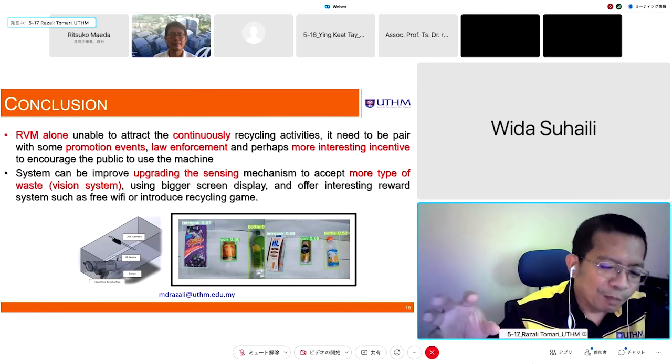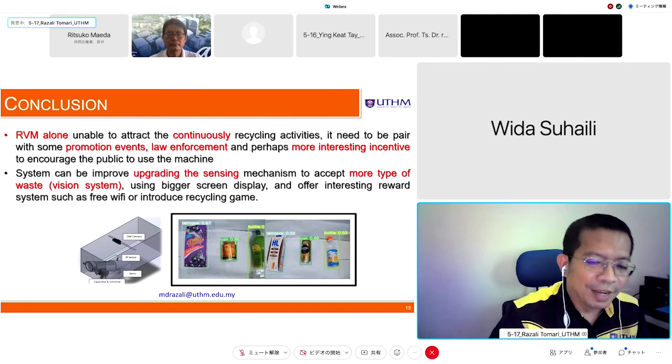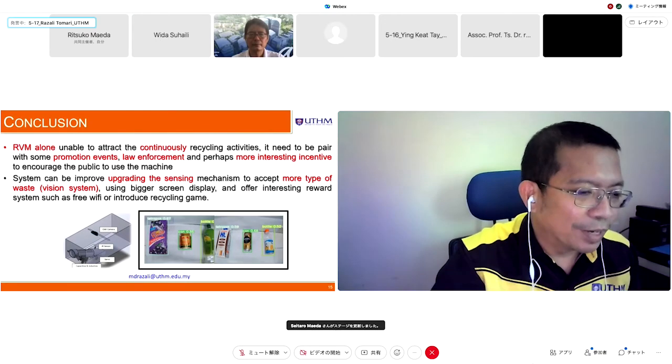Okay, but we are in the process to make the things much more affordable by using the vision system to make it actually more flexible in terms of the user requirement.